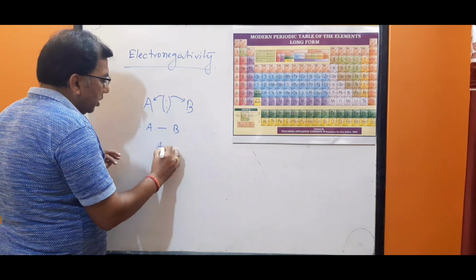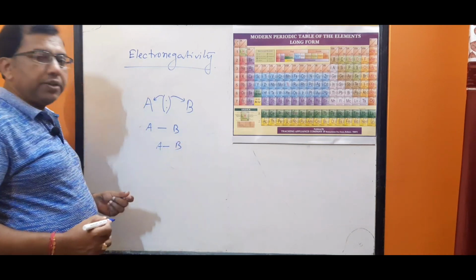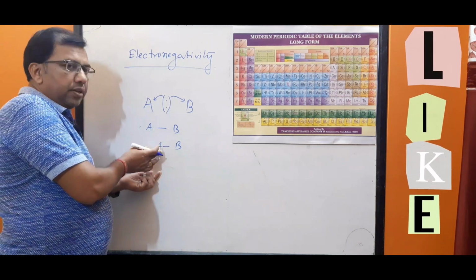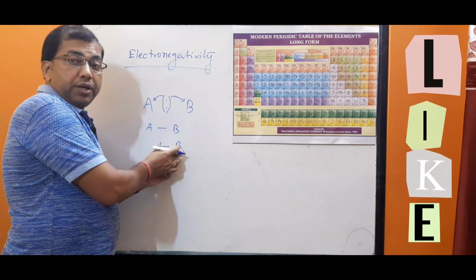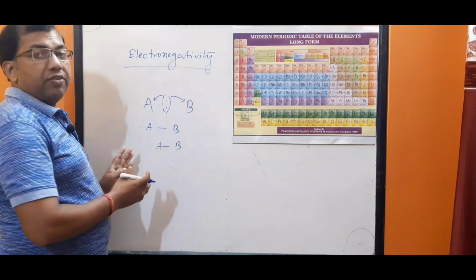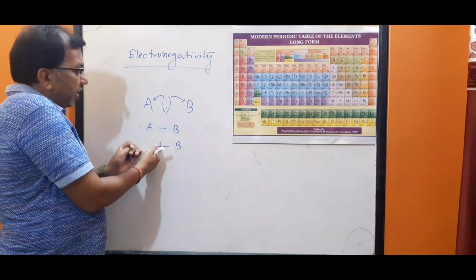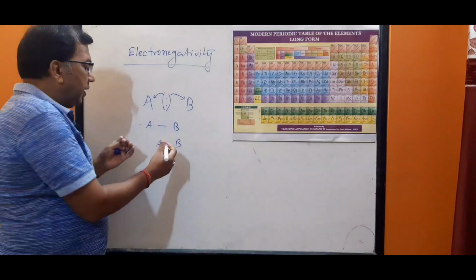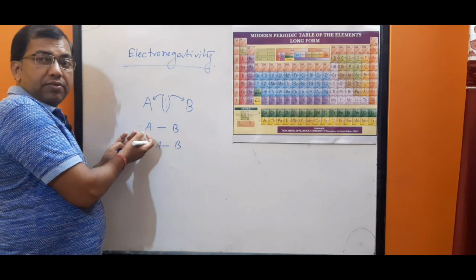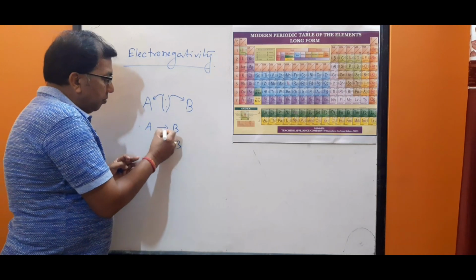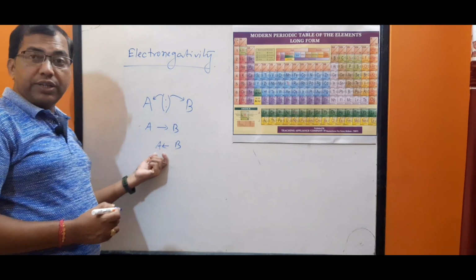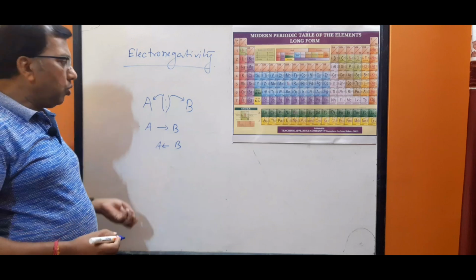Sometimes the pair goes towards A and sometimes towards B. This is electronegativity, the tendency to attract. Sometimes B attracts towards itself, and A also attracts towards itself. This arrow shows B attracting, and that means A also attracts. Okay.